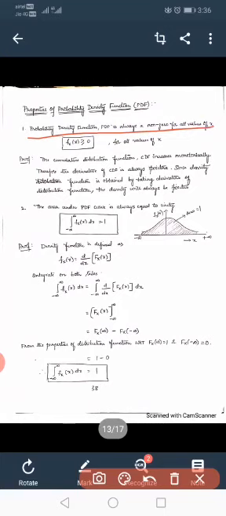Next, the second property: the area under the probability density function curve is always equal to unity. Area means the integration of the density function over the interval minus infinity to infinity is equal to 1. So let us prove this.